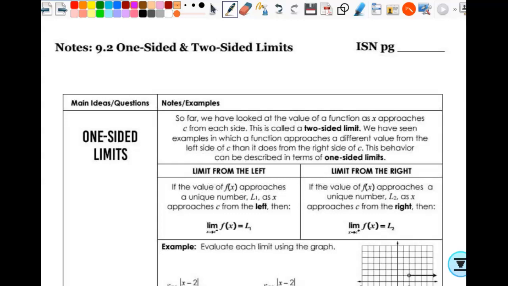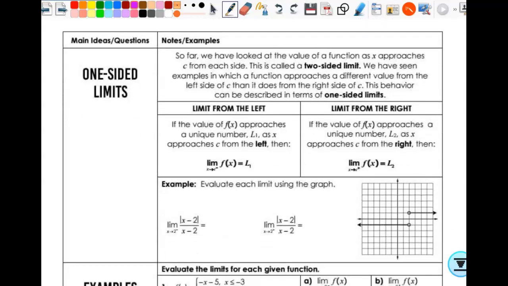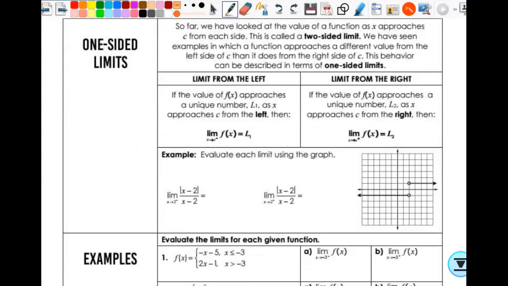All right, so yesterday we looked at limits and limit notation, looked at how to find them graphically and with a table. So today we're going to talk about one-sided limits. Yesterday we actually talked about two-sided limits, I just didn't call them that. But remember, we were looking at things coming in that had to come from both sides to meet at the same value. So what this says is, so far, we've looked at the value of a function as x approaches c from each side. This is called a two-sided limit, like I just said.